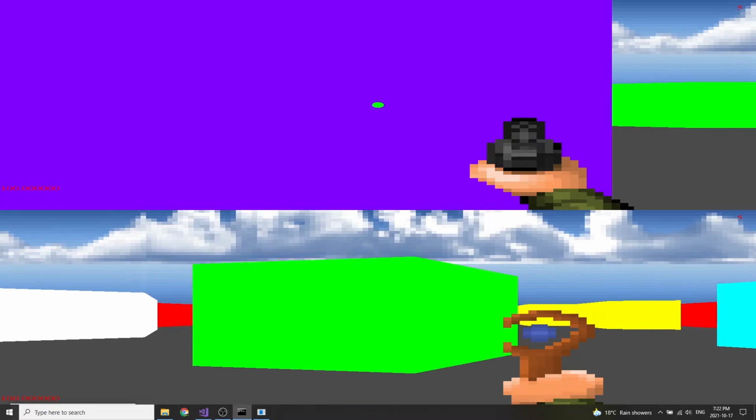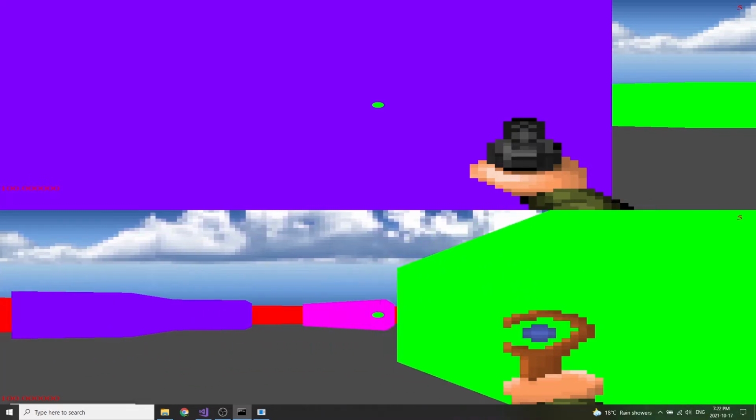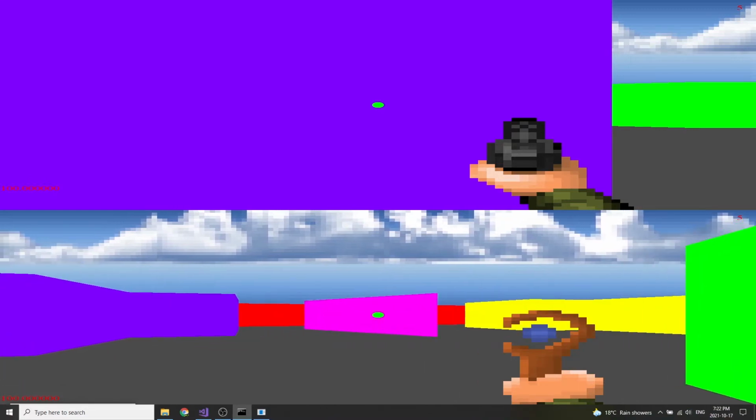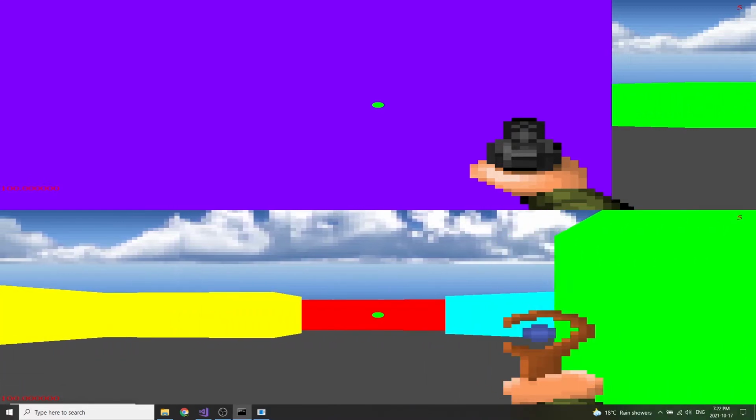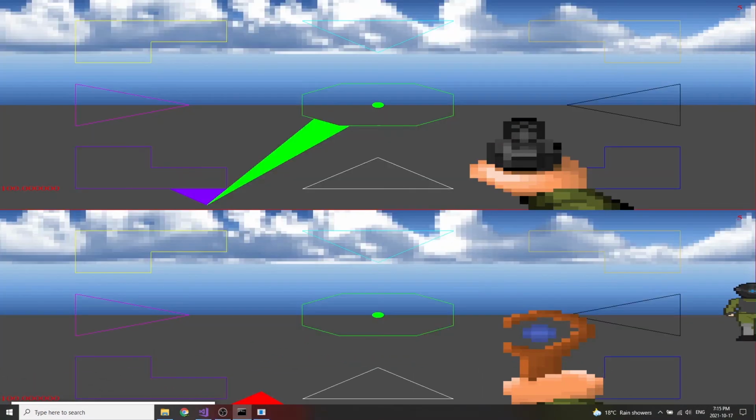Right here, we're looking at a lime green octagon, I think another white triangle right there, a pink triangle there. So again, whether it's convex, concave, it really doesn't matter. If it's a line, this thing can render it.